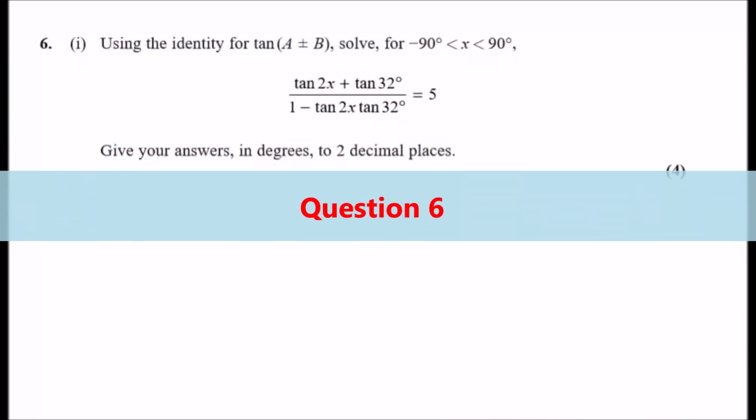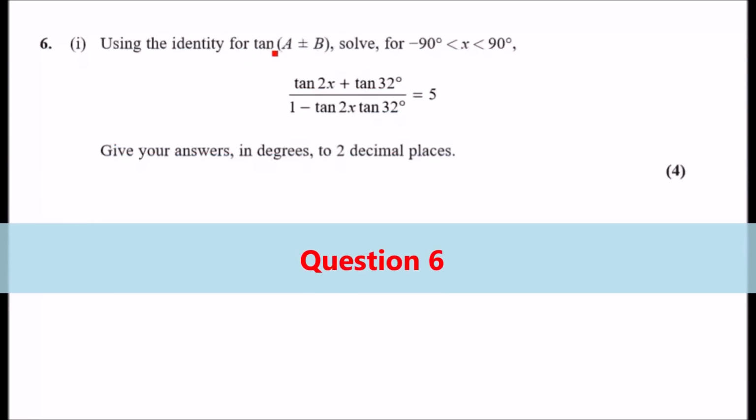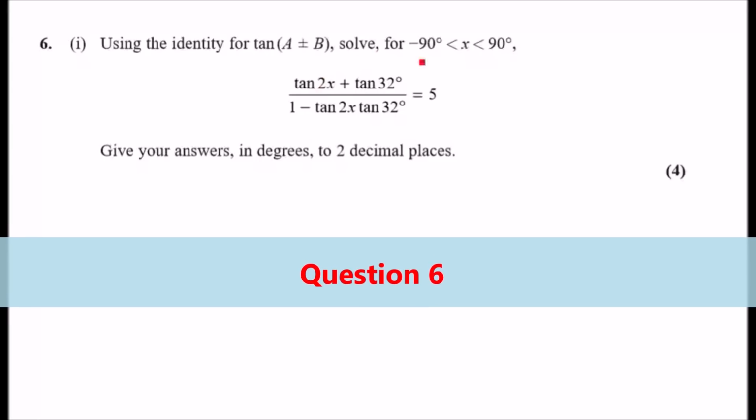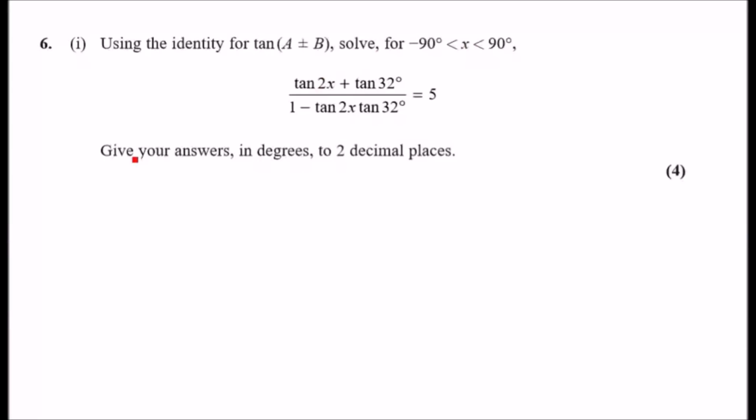Question 6. Using the identity for tan(A plus B), solve for the given range the following equation. Okay, for this one, we have to quickly recognize straight off the bat that tan(A plus B), if we expand it, we're going to get the same expression here. So actually, this is identical to tan(2x plus 32). That's probably why they gave it up here. They want us to notice that this, in its original tan form, is like that.